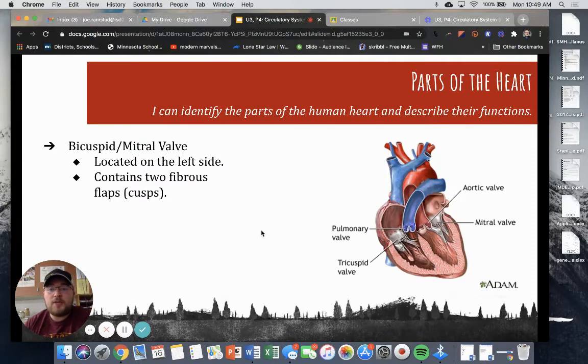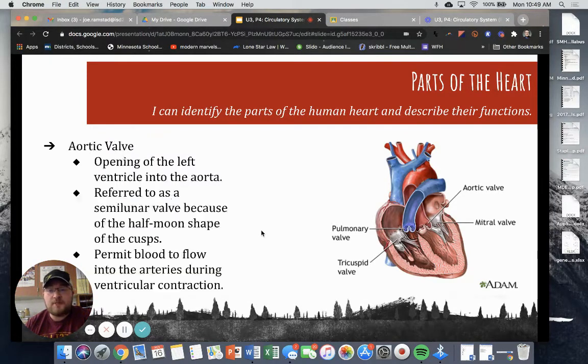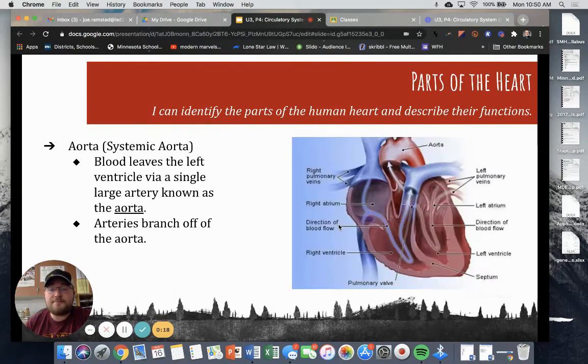The bicuspid or mitral valve is located on the left side of the heart and contains 2 fibrous flaps or cusps. And we saw a picture of that on the previous slide when we looked at the tricuspid valve. The aortic valve is the opening of the left ventricle into the aorta, and it's referred to as a semilunar valve because of the half-moon shape. And again, you can see it right there. It also has a half moon shape. It allows blood to flow into the arteries during ventricular contraction.